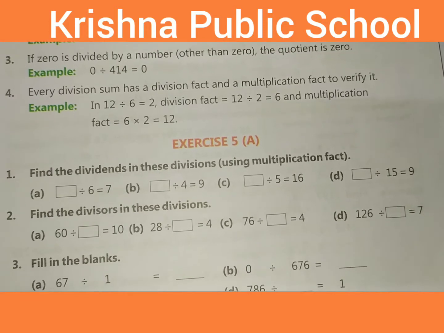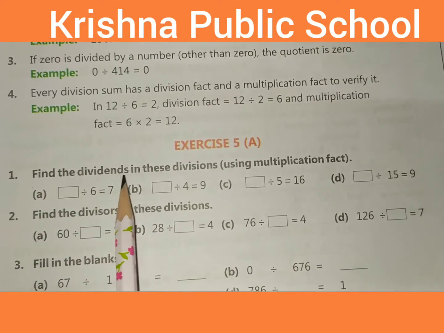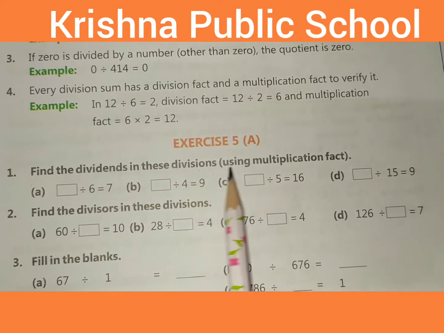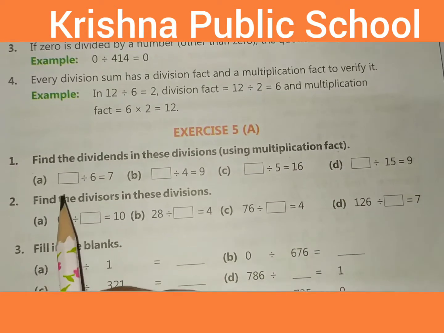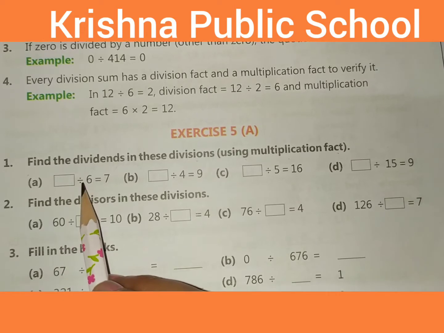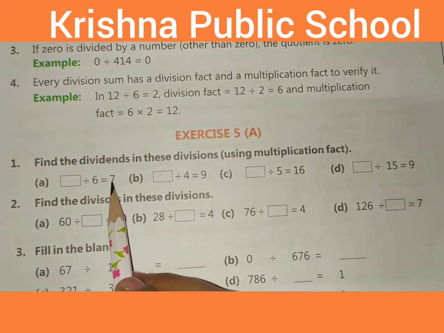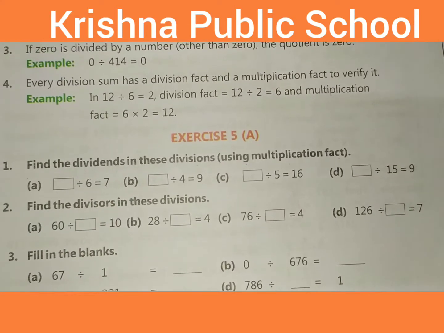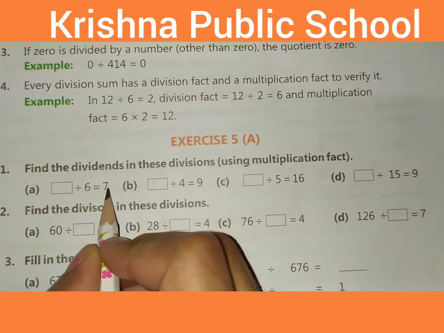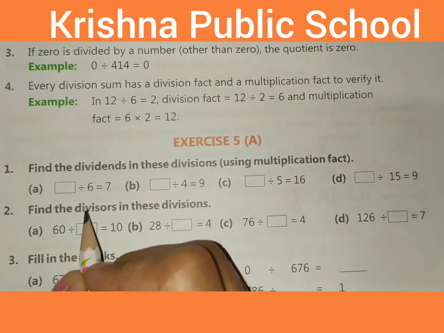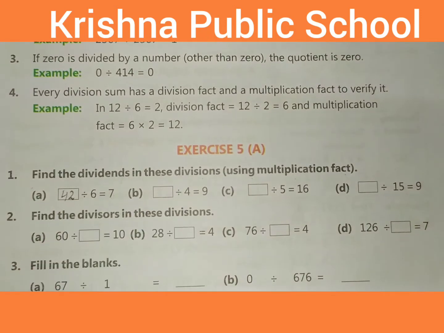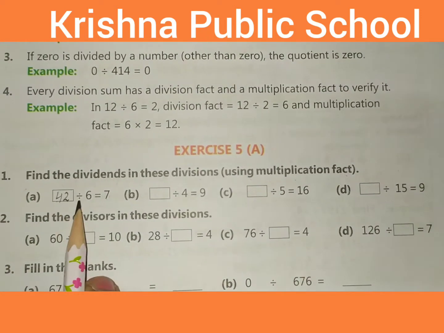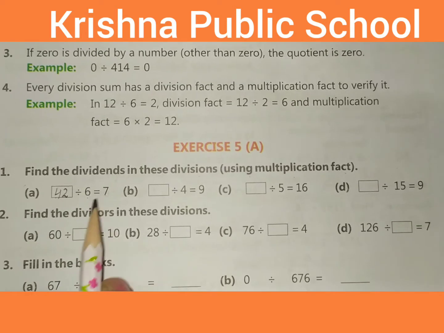Question number 1. Find the dividend in this division using multiplication fact. Find the dividend divided by 6 equal to 7. Multiplication fact is 7 multiplied by 6 equal to 42. Write 42. This is the dividend. 42 divided by 6 equal to 7.